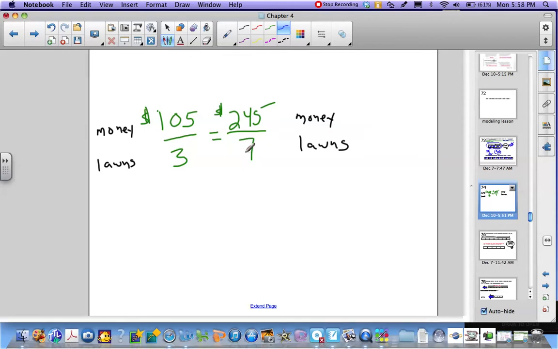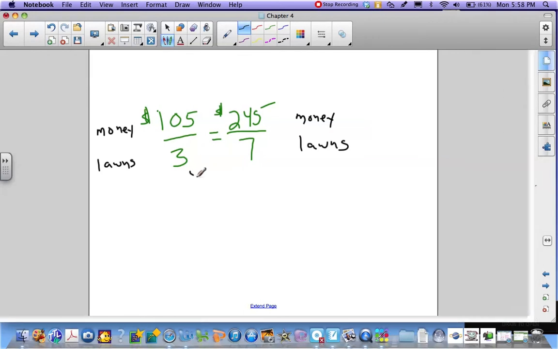lawns. Okay, so we've talked how there's a relationship between ratios, equivalent ratios, but that one's kind of hard to see here. 3 times a little bit more than 2 is 7, 105 times a little bit more than 2 would be 245. But remember, there's also a relationship within the ratios. And we said that 3 times 35 is 105, and 7 times 35 is $245. Okay? So be careful, make sure your answer makes sense.